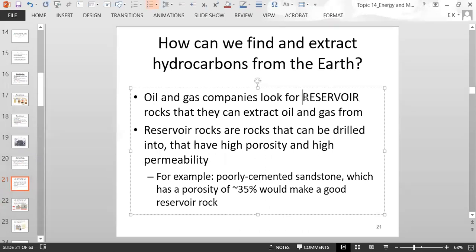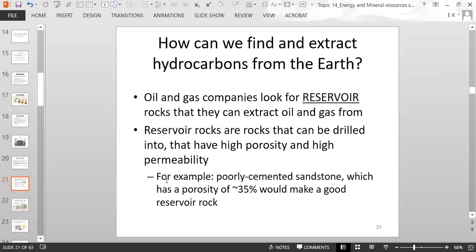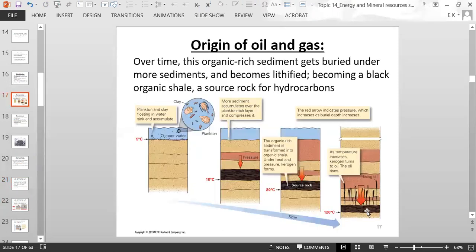Reservoir rocks are rocks that can be drilled into that have a high porosity and a high permeability. So that goes back to what we talked about in the groundwater lecture. So for example, poorly cemented sandstone has a porosity of about 35%. So that would make a good reservoir rock. And again, with reservoir rocks, you have the oil that starts rising up out of the oil shale, and eventually in some locations, it'll start collecting within a reservoir rock.